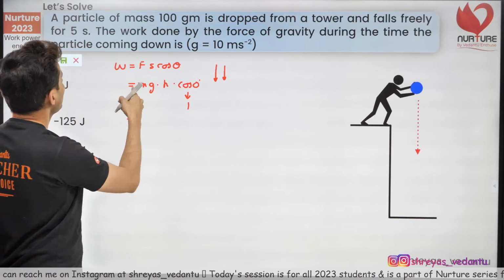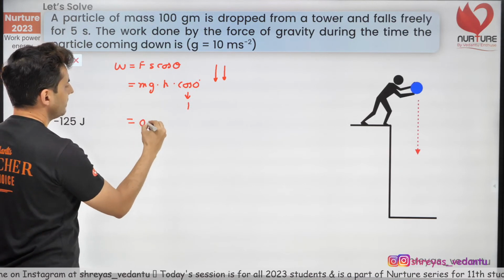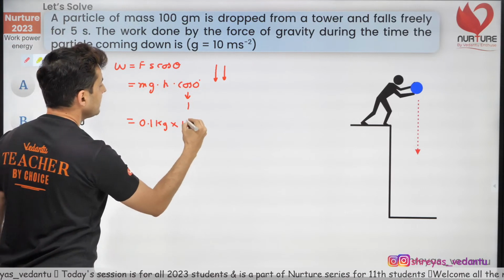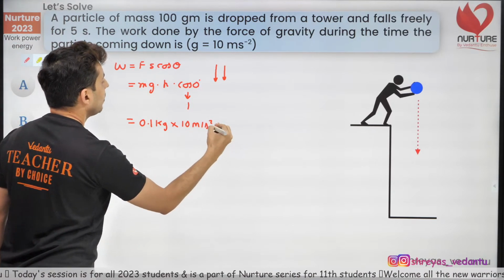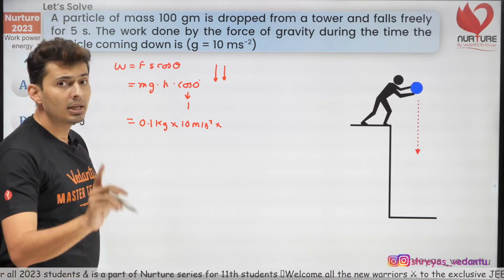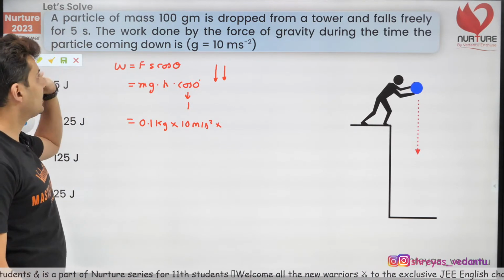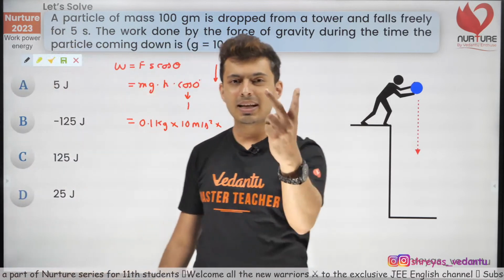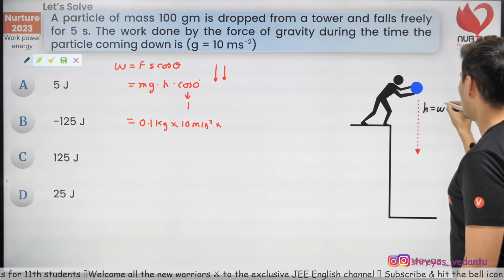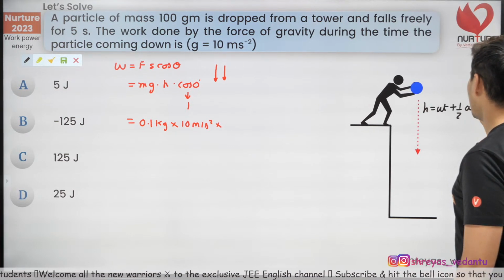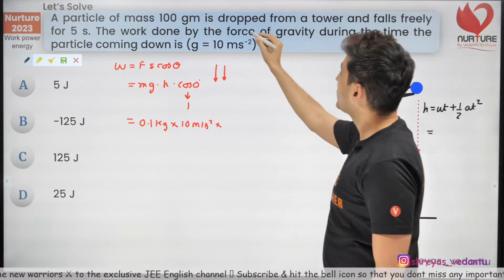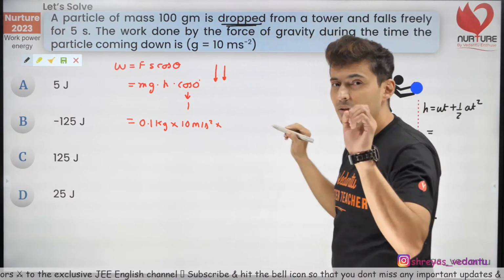So what is m? M is nothing but 100 gram, which is 0.1 kg. What is g? G is 10 meters per second square. What is height? Oh, that height is not given. Can I find that height out? Yes. How? By this time. Use the second kinematic equation: h is ut plus half a t square. So this displacement you can find out. What is u? U is 0. Why? Because it was dropped.